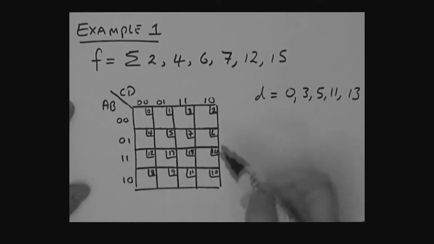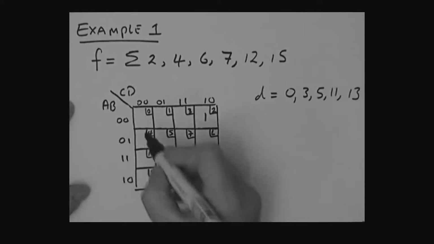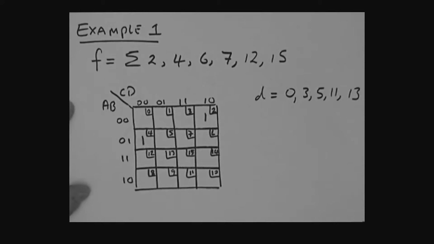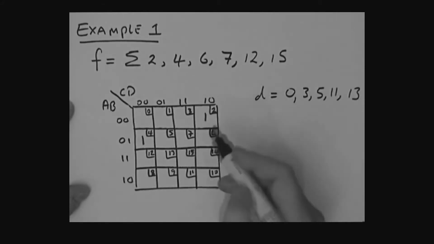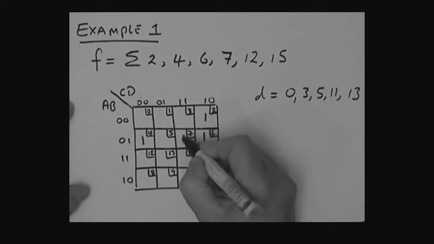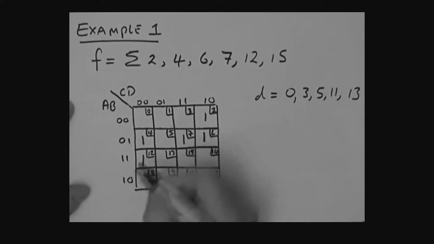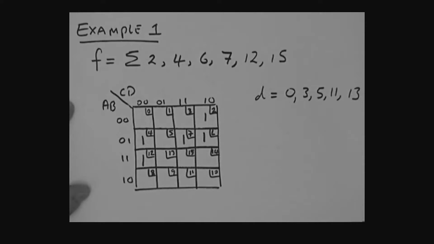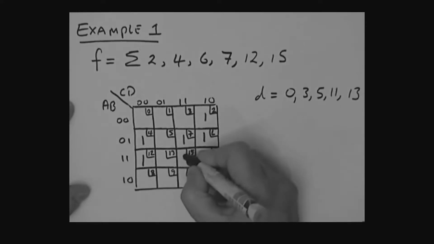So we have a product term for 2. Let's represent that by a 1 sitting here. We have a product term for 4. Let's represent a 1 sitting here. We have a product term for 6. Let's represent that here. Product term for 7. A product term for 12. A product term for 15, okay?